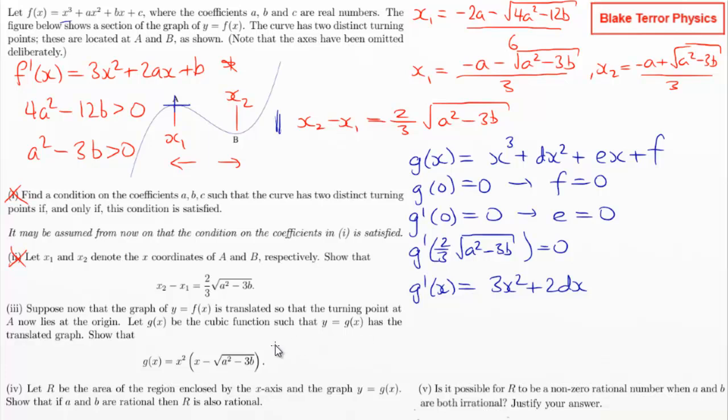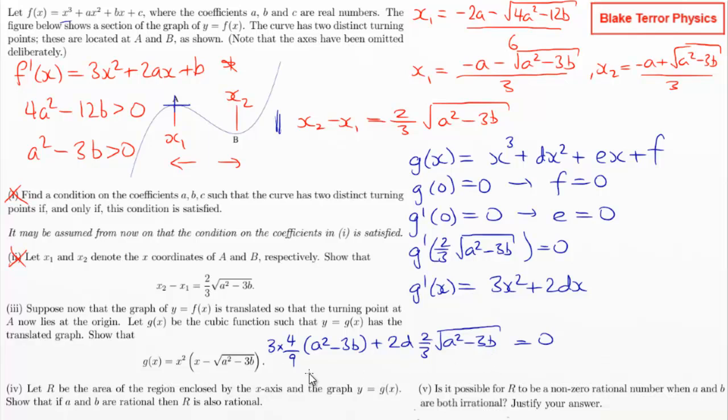Right, this is going to be a squeeze. It's going to be a long line. So 3x squared. Right, when x is that, we're going to have 3 multiplied by 4 over 9 multiplied by a squared minus 3b. Then we've got 2dx, so plus 2 times d times x. That makes it look like dx, doesn't it? I probably shouldn't have picked a d there, but anyway. Then times 2 over 3, the square root of a squared minus 3b. That needs to be equal to 0.